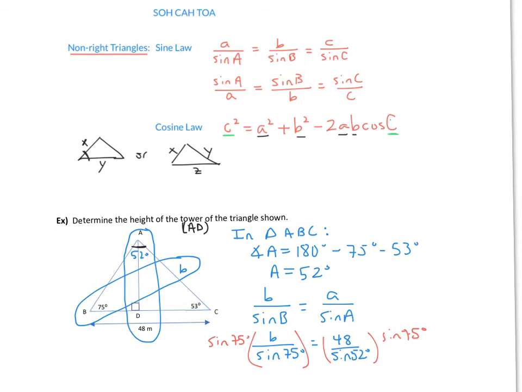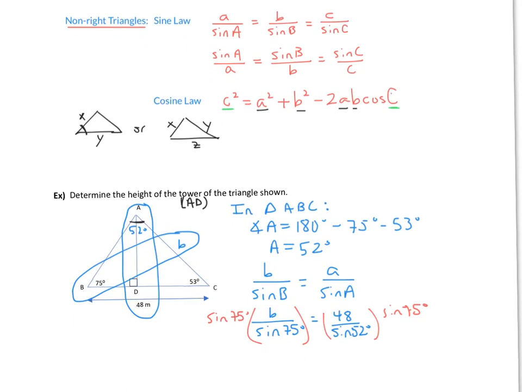And then I get my trusty calculator here, and I'm going to go 48 divided by sine of 52 degrees. That gives me about 60.9, and I'm going to times that by the sine of 75 degrees, and I get 58.8, or almost 59 meters there. So 58.8 is going to be my B value, 58.8 meters.